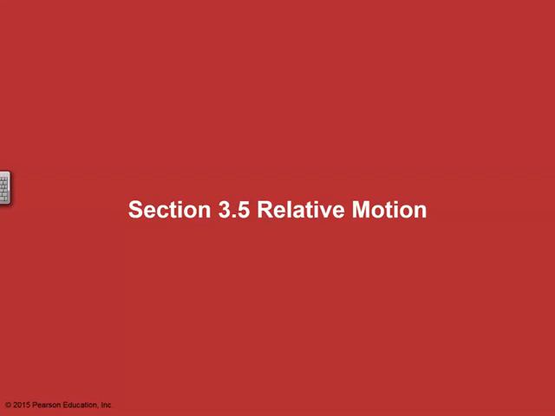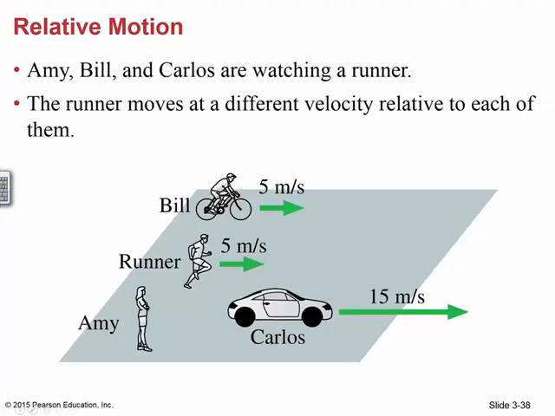Now, what about relative motion? Relative motion, well, it's what it is. Relative. In other words, just because you're standing still and looking at other objects moving, based on your position and the position of the other objects that you're watching move, the actual motion relative to you and the earth, or you and that other object, will be different. That's why we call it relative. The runner moves at a different velocity relative to each of them.